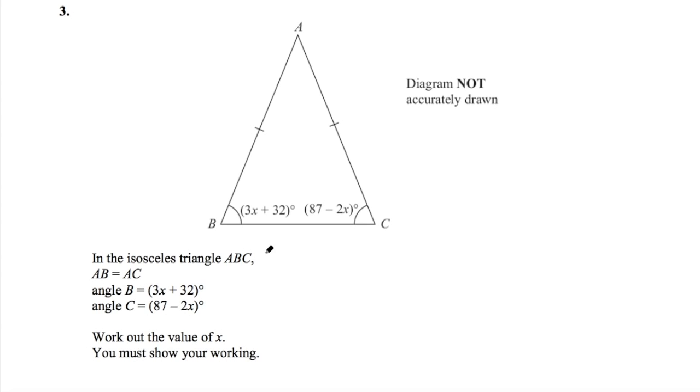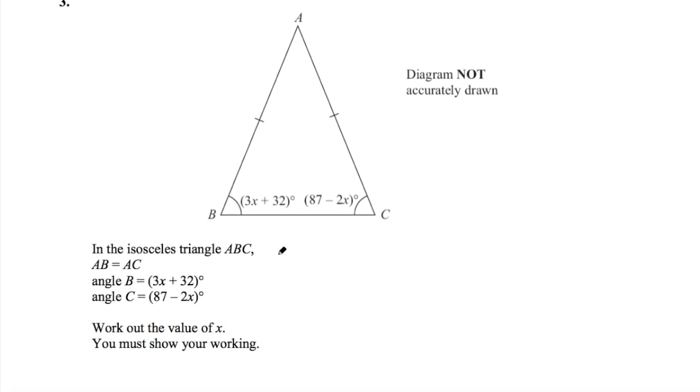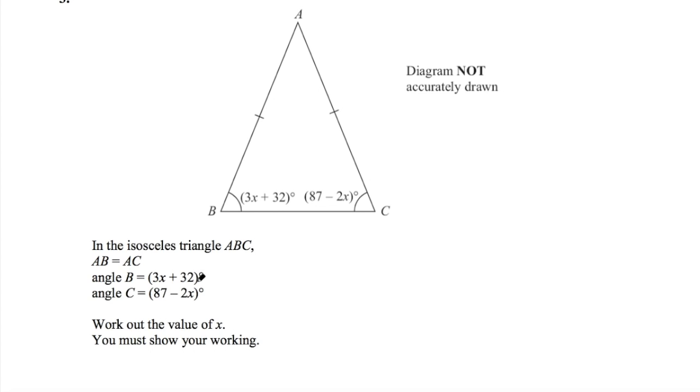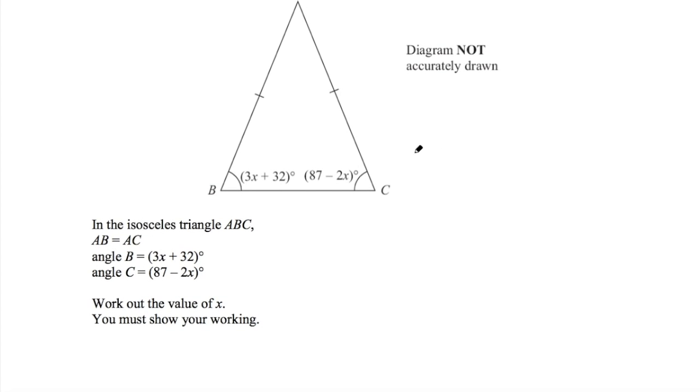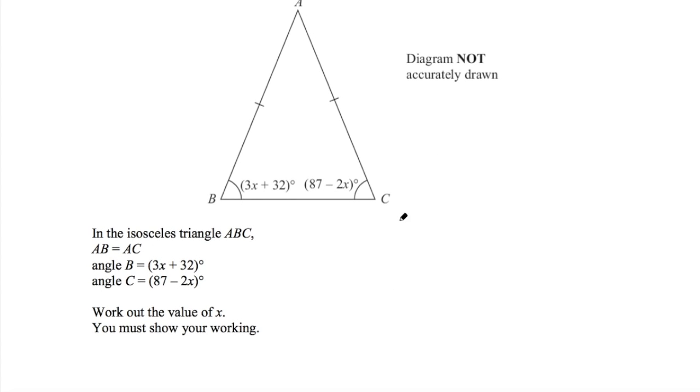Question 3 gives us a diagram and it says in the isosceles triangle ABC, AB equals AC, angle B equals 3x plus 32 degrees, angle C equals 87 minus 2x degrees, work out the value of x, you must show your working. Okay, so hopefully you all know that in an isosceles triangle, the two sides are equal and also the two base angles are equal. So that fact allows us to create an equation here with one unknown.